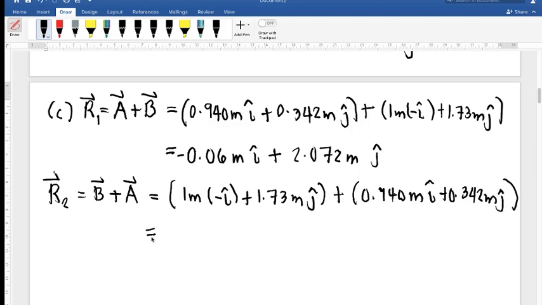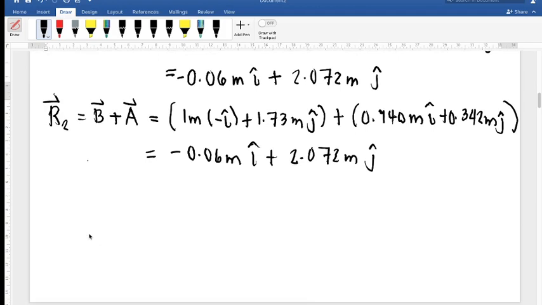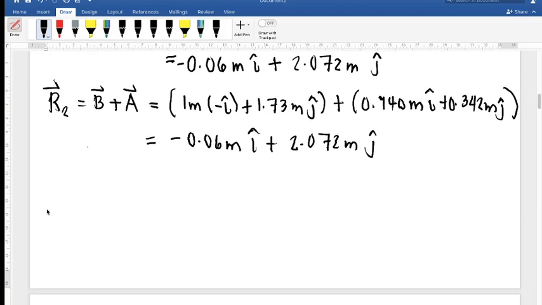So if you add or simplify the unit vectors, what you're gonna get is this one: 0.06 meters i hat plus 2.072 meters j hat. So same lang din, meaning that R1 is equal to R2 according to the commutative property of addition. So we have R1 is equal to R2 according to the commutative property of vectors. Commutative yan. Okay?